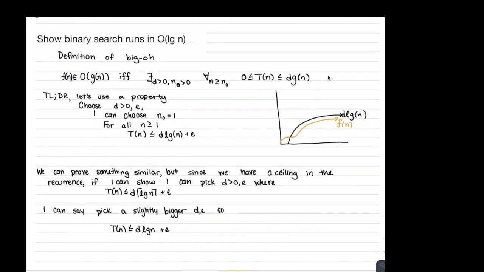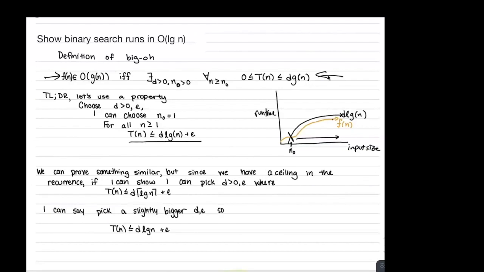So before we go further, I want to ask ourselves, what does it mean to run in big O of log n time? I've put here the definition of big O, where this is the input size and this is the runtime. Once I pick this n0 over here, everything above it, f of n will always be less than or equal to d log n, where d is some constant. In other words, binary search would run in big O of log n time if I can choose some d greater than 0, e, and some n0, where for all n greater than or equal to that value, t of n is less than or equal to d log n plus e.